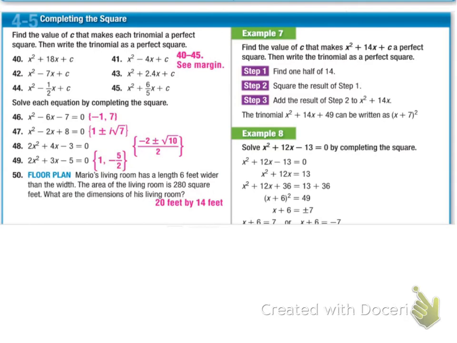Do as many as it takes. So obviously you don't need to do all of these. Do like 40, 42, and 44. See how that goes. If you need more, do more.